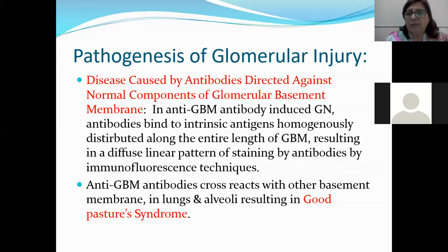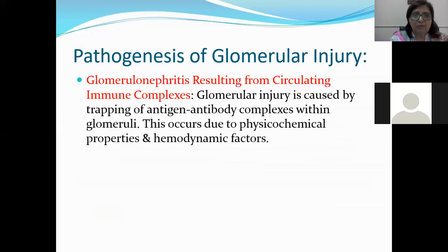When they cross-react with alveolar basement membrane, they produce a syndrome known as Goodpasture syndrome. We have already done Goodpasture syndrome when I did lungs with you in your respiratory system. So anti-glomerular basement membrane antibodies can also cross-react with other basement membranes, especially in the alveoli or lungs, resulting in Goodpasture syndrome. Then next is glomerulonephritis resulting from circulating immune complexes.